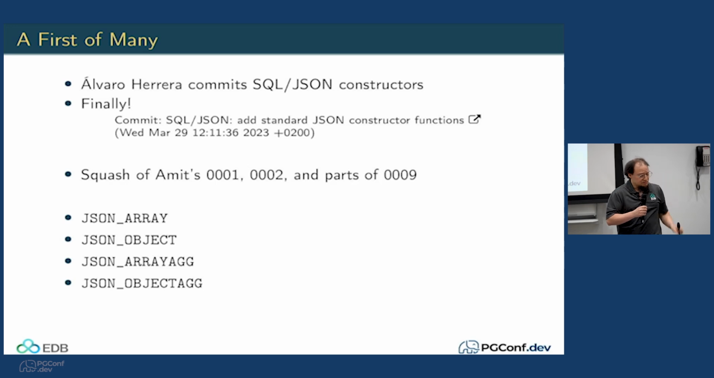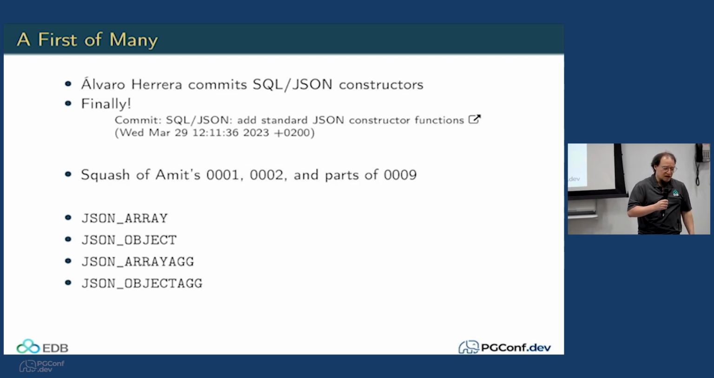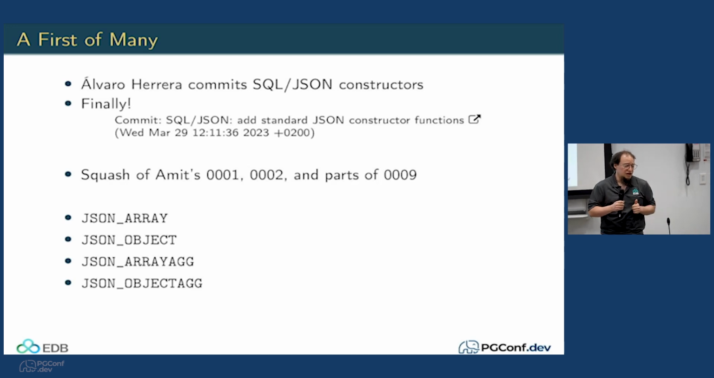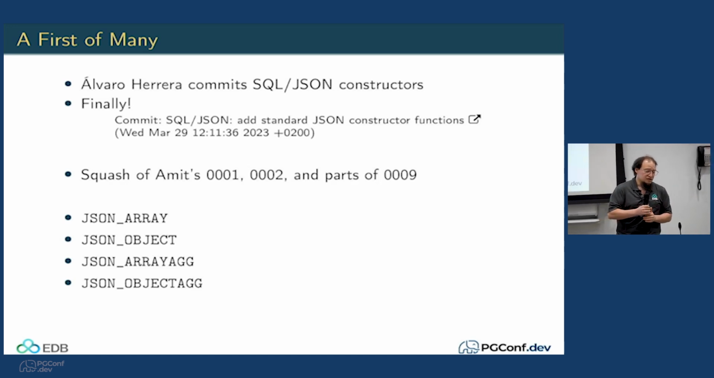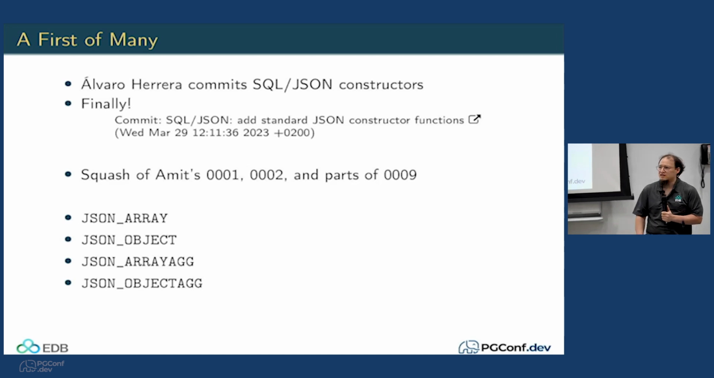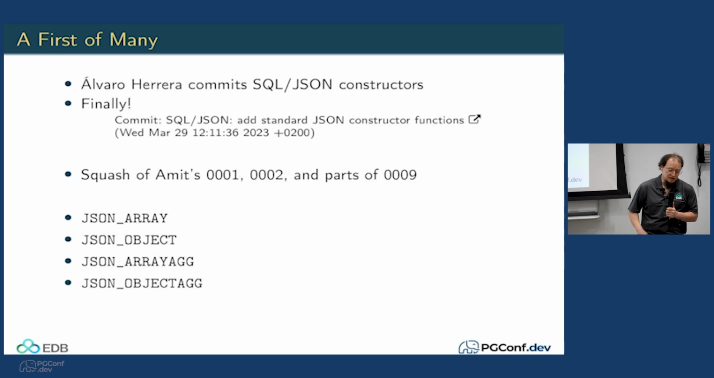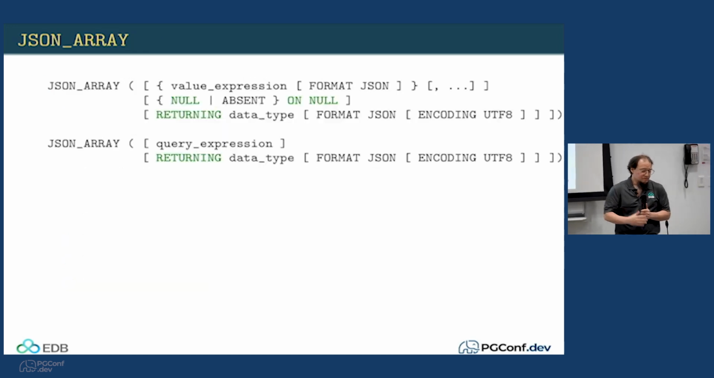So I committed Amit's patches 1 and 2, which included JSON array, JSON object, JSON array AG, and JSON object AG, which implemented part of the standard, if you recall, which is about SQL constructors. The 4 functions that were mentioned in that part of the standard are these 4 functions. So here we go.